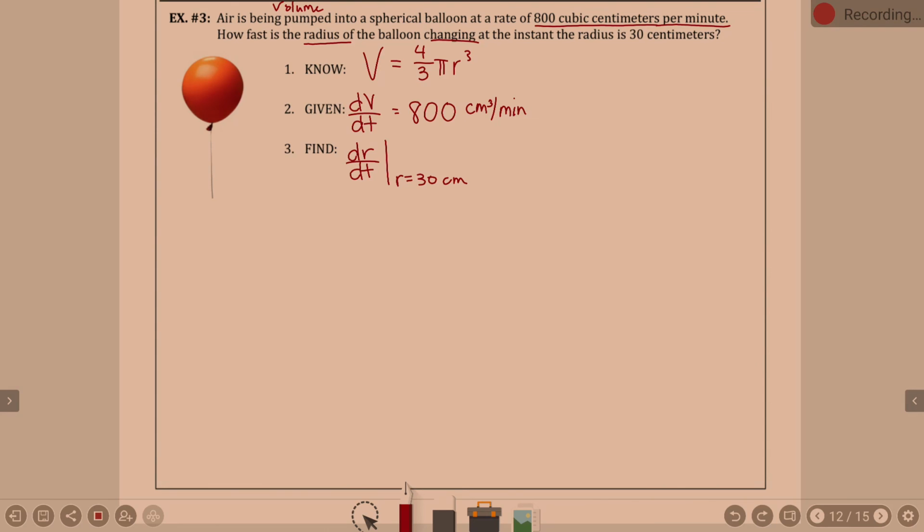The formula I'm using is V equals 4/3 pi r cubed. We need to take that formula and differentiate. The derivative of V is dV/dt. The derivative of 4/3 pi r cubed is 4 pi r squared dr/dt.